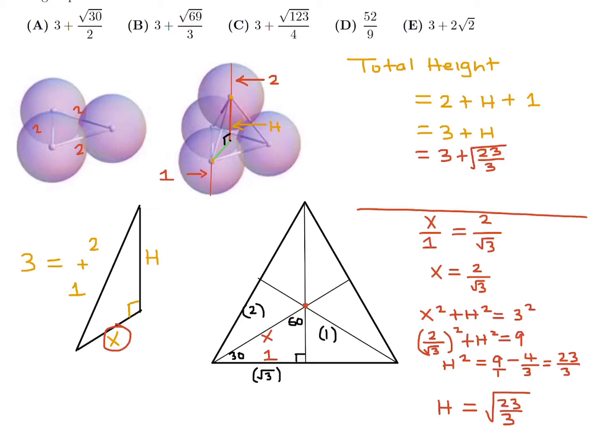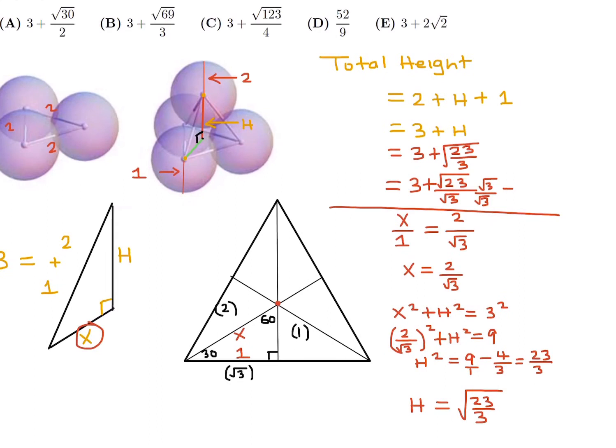So we have to somehow manipulate our answer, not in a way to make it look like it, but we have to basically put it in a different form. And I think what they did is they just rationalized the denominator. So this is root 23 over root 3. So they multiplied top and bottom by root 3, like that. And if you do that, you basically get 3 plus 23 times 3 is 69, which is root 69. And then root 3 times root 3 is 3.